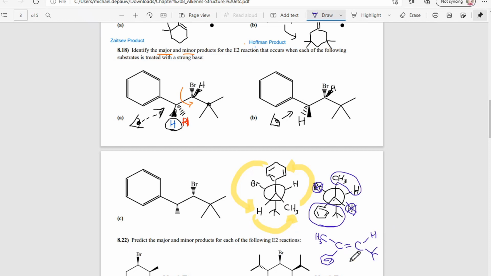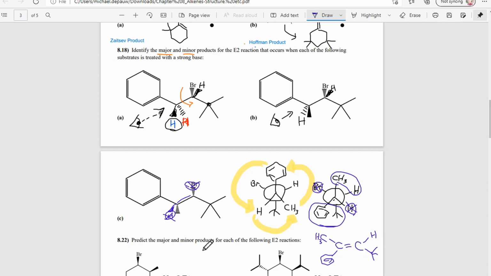So this will be your only product. You're not going to have a minor product. This will be your Z product. And of course, in this one, you'll notice that the hydrogen is a wedge. So in this case, this is opposite of the bromine. It can automatically cancel out. You don't even need to do the Newman projection. You can just leave it the way it is and draw the double bond. How cool is that?